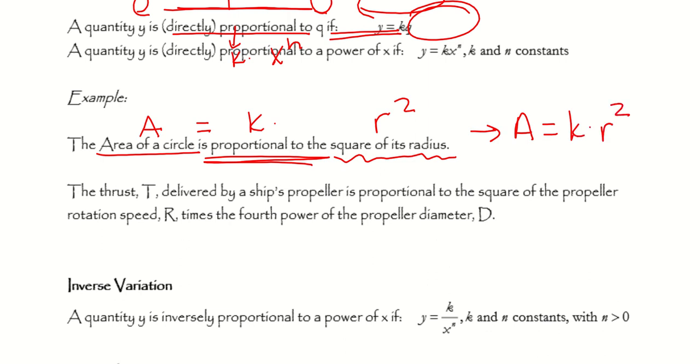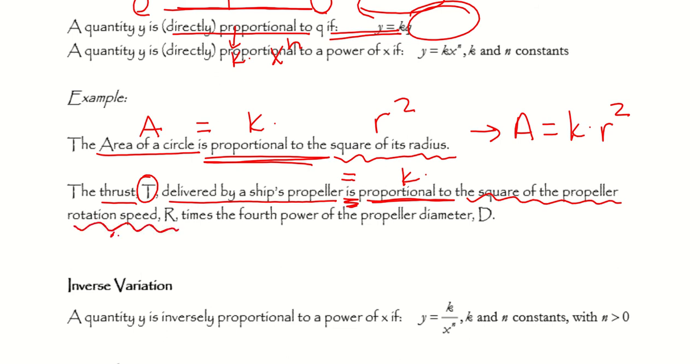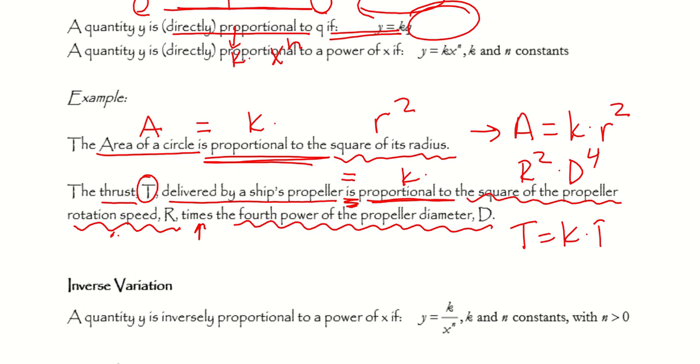Here's another one. The thrust T, that's a quantity, the thrust delivered by a ship's propeller, is equal, proportional to, we're going to multiply by k, the square of the propeller's rotation speed, r, so that would be r squared, times the fourth power of the propeller's diameter, d. So that's d to the fourth. That gives us that T equals k times r squared times d to the fourth. Sounds complicated, but we're just reading and interpreting into math.